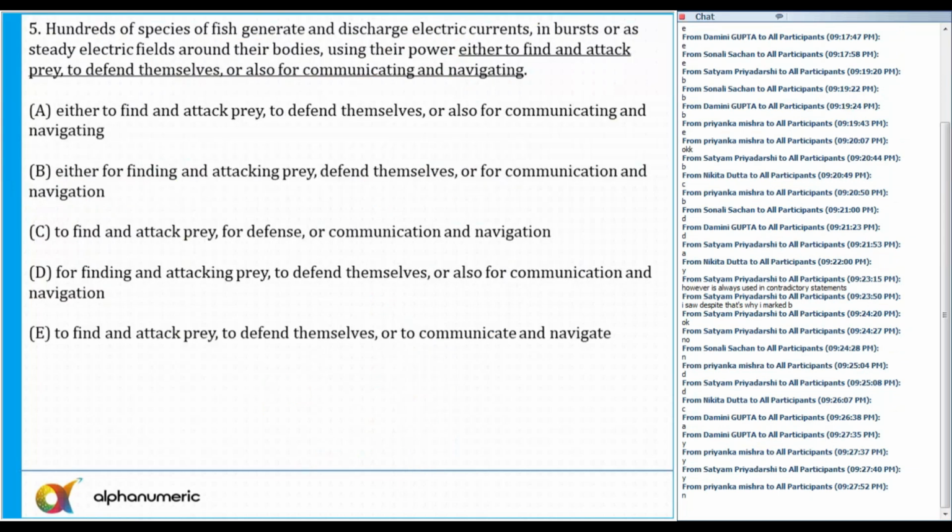Hundreds of species of fish generate and discharge electric currents in bursts or as steady electric fields around their bodies, using their power either to find and attack prey, to defend themselves, or also for communicating and navigating. The moment he has used the word either, you know it is wrong, because when you use the word either, it is always for two things, either X or Y. Okay, X and Y both have to be parallel.